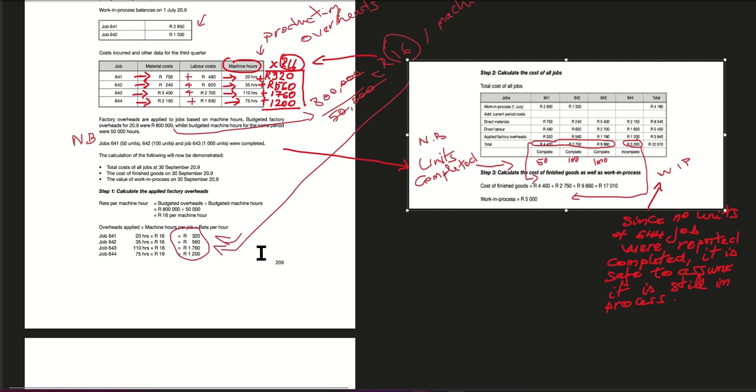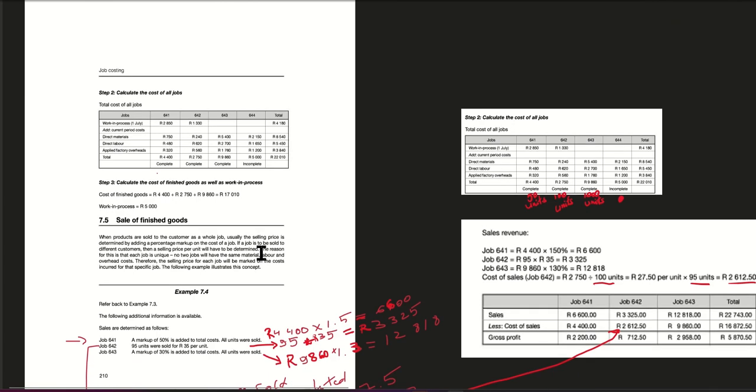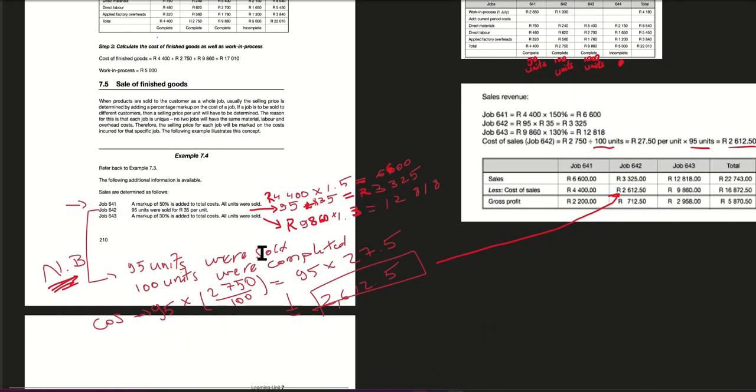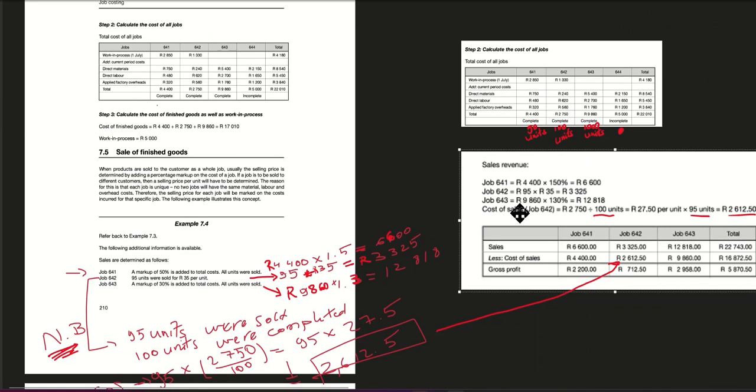Right, one other element here. We are now going to move straight to the sales of finished goods. This is important because we need to calculate the sales. If you do remember, why do we calculate the sales? Because we need to see whether we have a profit. And as you can see here, sales minus cost of sales must give you the gross profit.